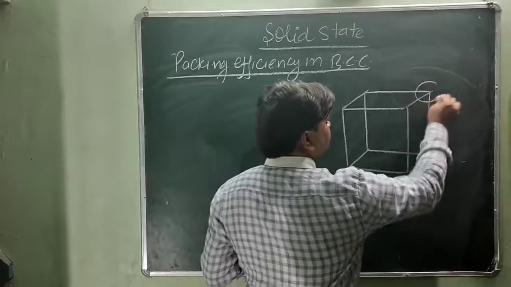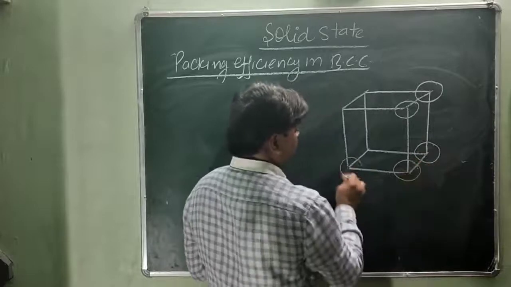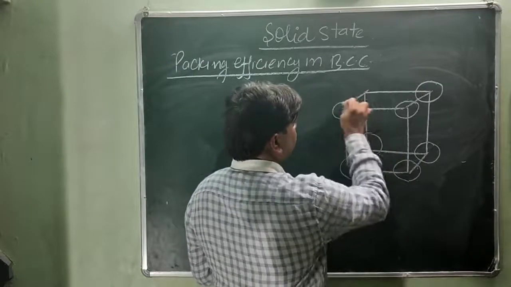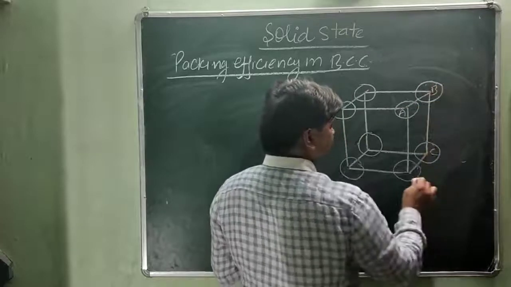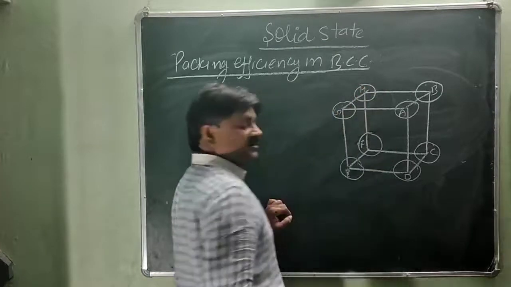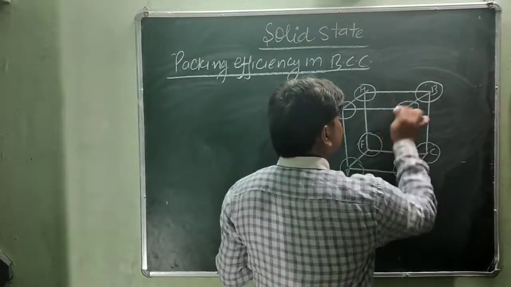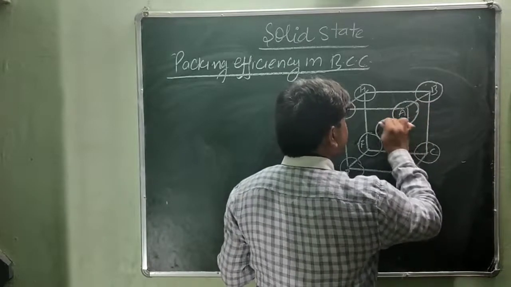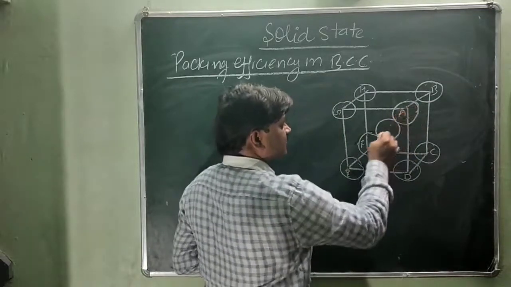So atoms are here at the corners, total 8 corners. You can write here A, B, C, D, E, F, G and H. Total 8 corners. And now one atom is present at the body point, this point. One atom is present at the BCC body point. So we are going to calculate this point.